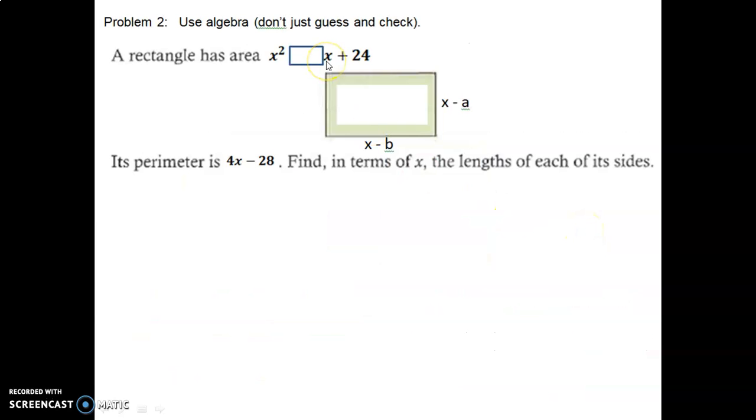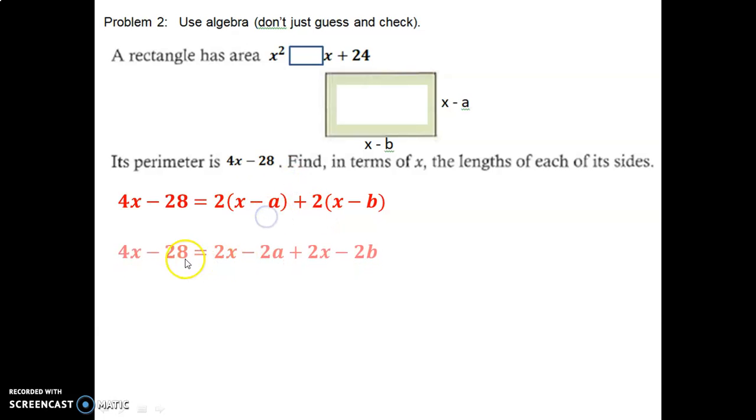Okay, next one. This one was definitely a lot more challenging. I love this problem. All right, it tells you the perimeter of this rectangle is this. So I'm going to start with that actually. I know that perimeter is equal to 2 times this side plus 2 times the other side. Okay, so that's the perimeter. 2 times this plus 2 times this.